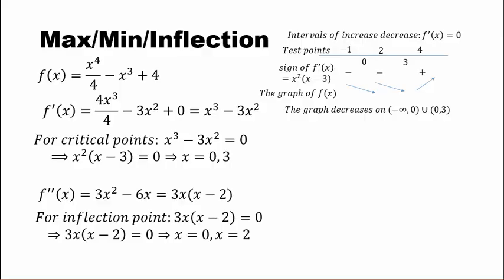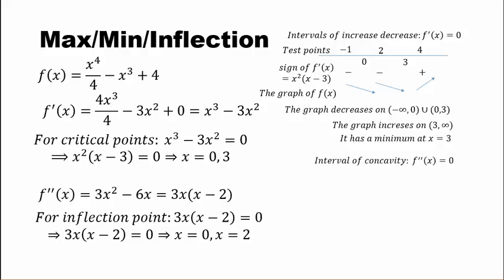So from the analysis, we can say the graph decreases on -infinity to 0 and also 0 to 3. As we have mentioned, this is a polynomial function, so the domain is all real numbers, meaning it's -infinity to +infinity. And the graph increases where we see the positive sign after 3, so it goes from 3 to infinity. And as you see the graph going down and up, at 3 we can see the function has a minimum value.